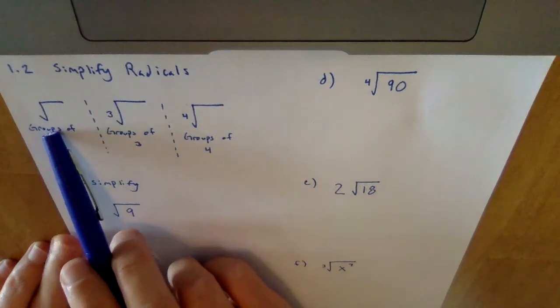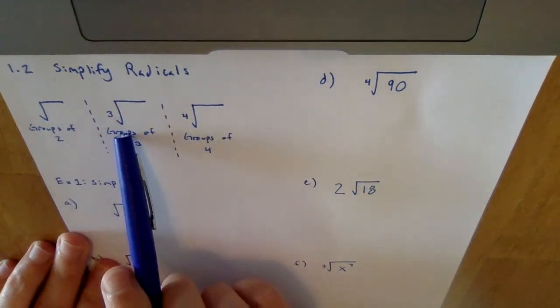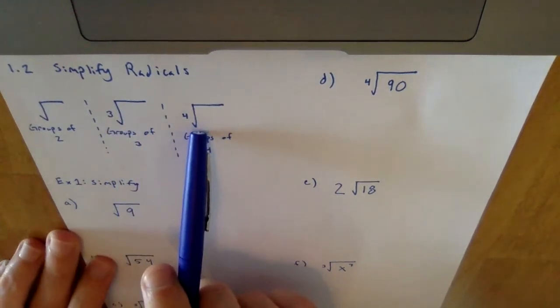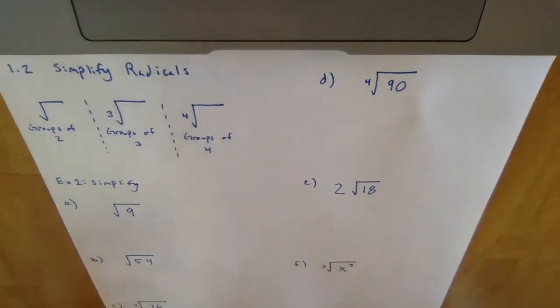The first one is the square root, which is something that you're familiar with, you've seen before. Then we have the cube root, which has a little 3 on the outside, and then we would have the fourth root here, which has a little 4 on the outside, and we could keep going and going and going.